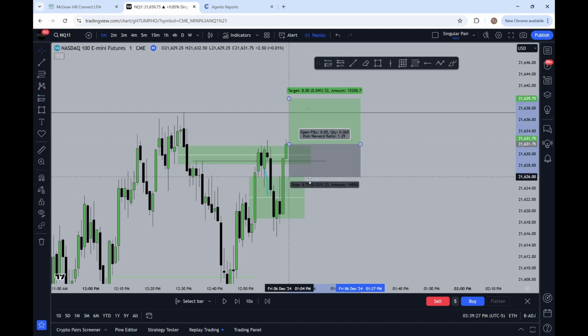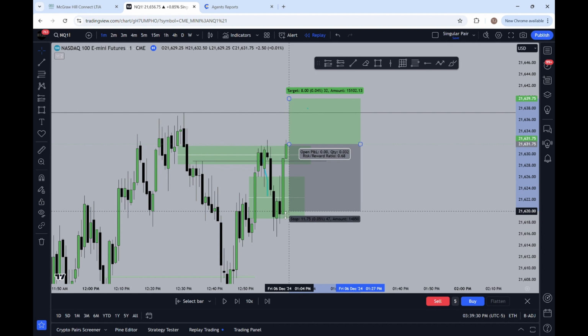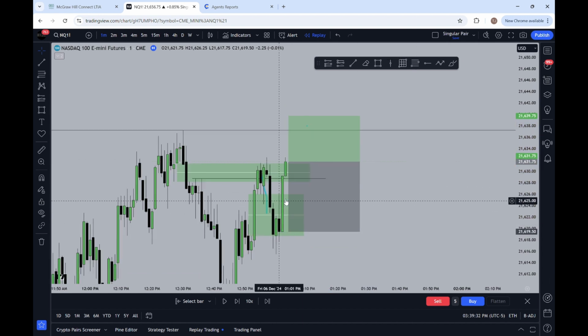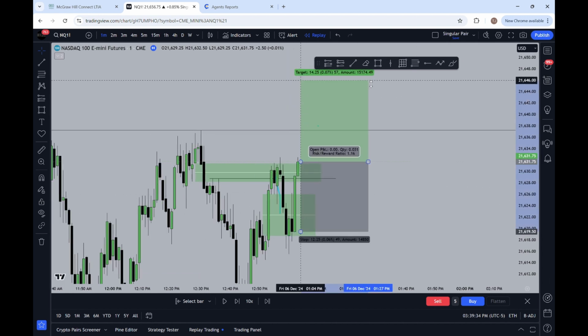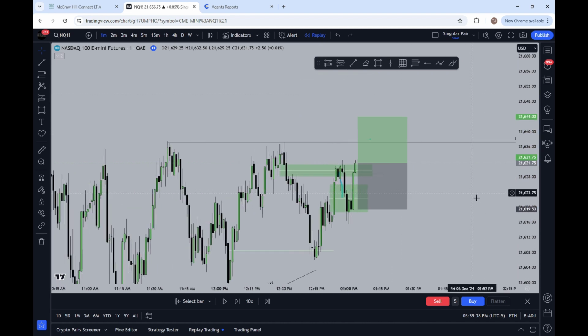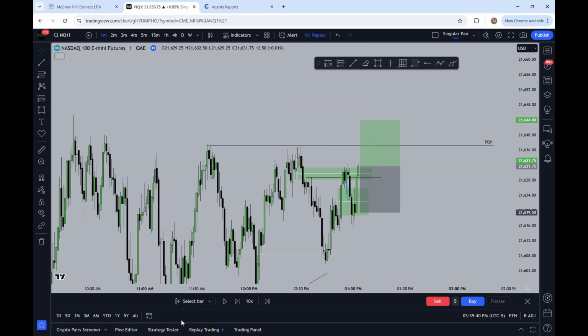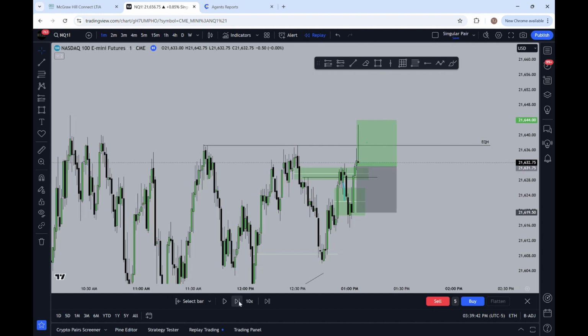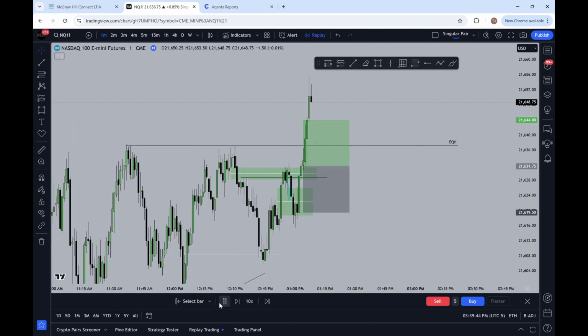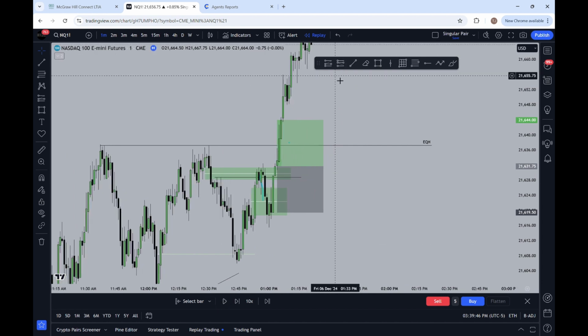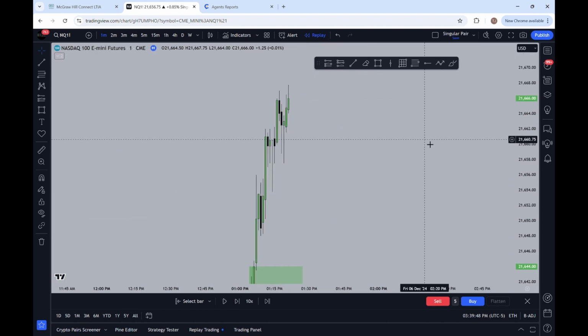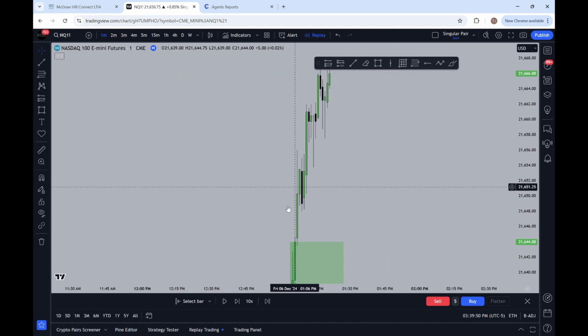My stop loss was right here, below this fair value gap, and you could have just been targeting a simple 1-to-1 risk to reward ratio, right? Perfect. Boom. Another example right here.